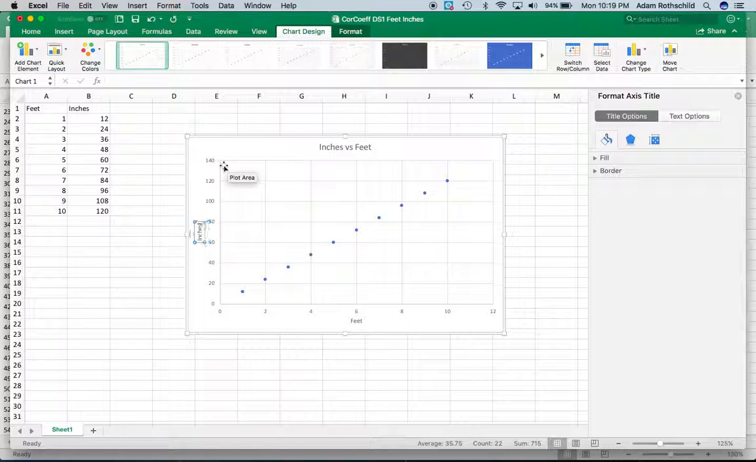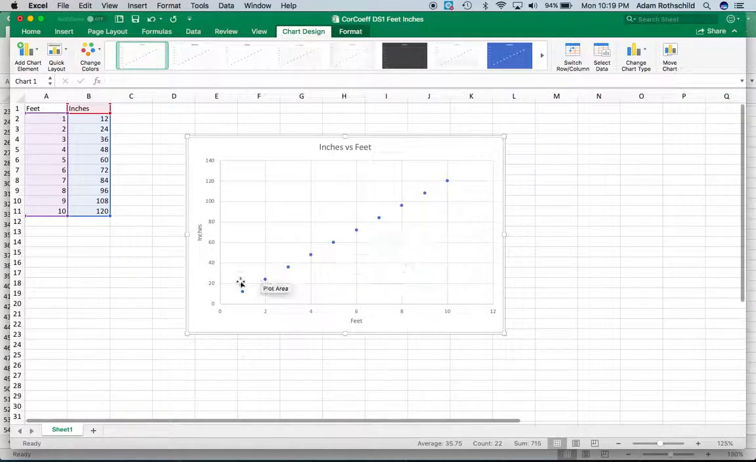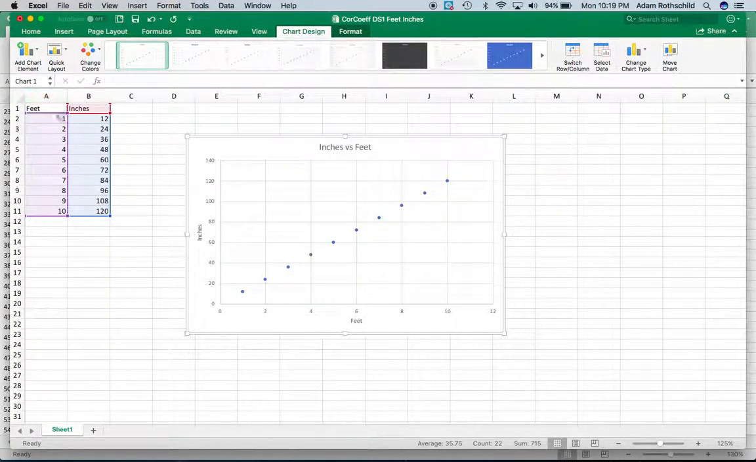And what you'll notice is that these dots make a perfect line. That may not be surprising because every foot is made up of the same number of inches. There are 12 inches in every foot. So every time we go over a foot, we go up 12 inches. Over a foot, up 12 inches, over a foot, up 12 inches. This is a perfect correlation. There is no mystery involved here at all.